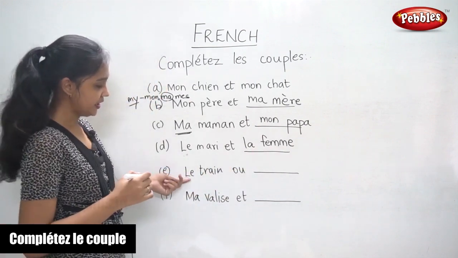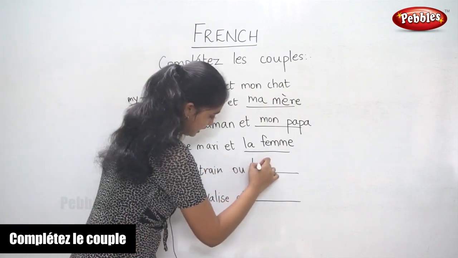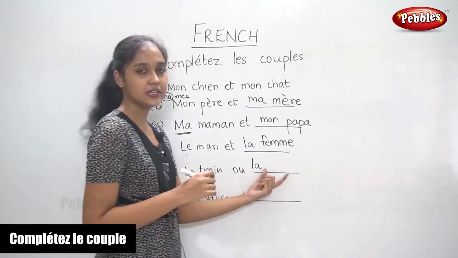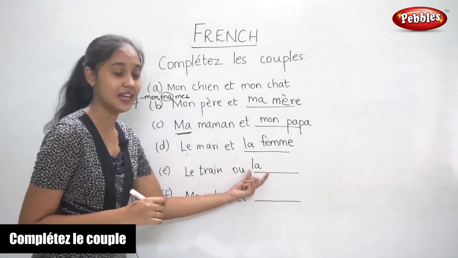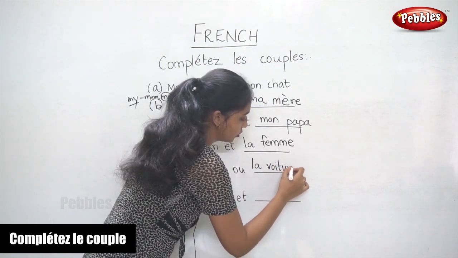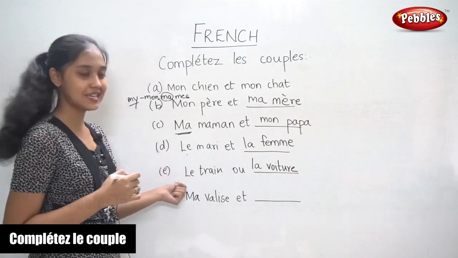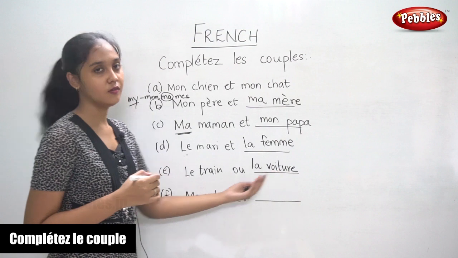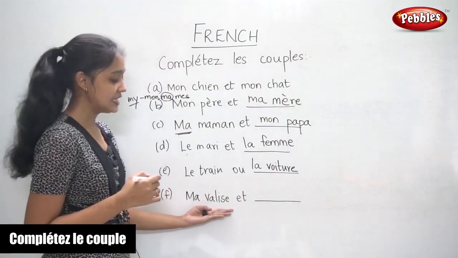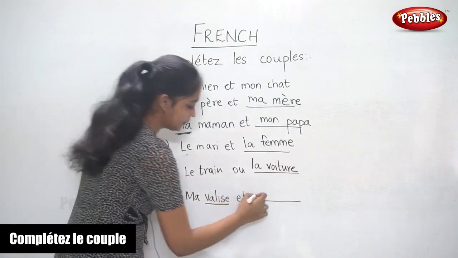The next one, le train ou la. So the train is a vehicle. What other vehicle can be used here where we need to use la? I use voiture. So you can use anything here in this case to fill it up. I chose voiture. And finally, the last one, ma valise, my suitcase, a.